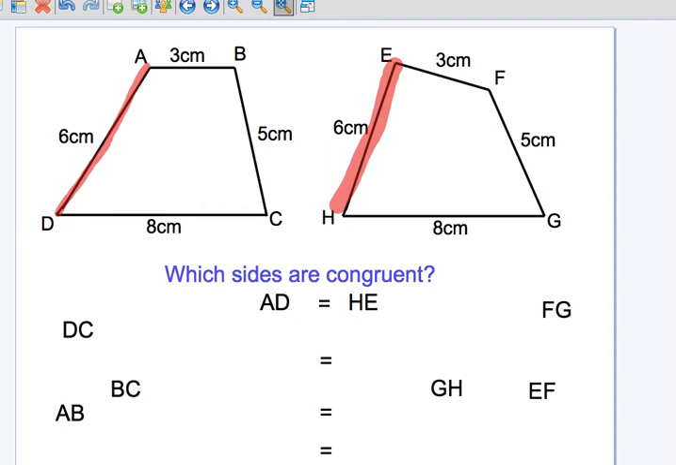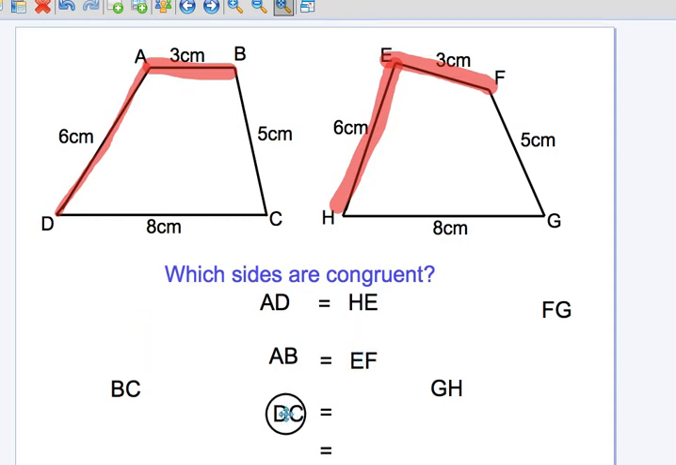And we could just go through it exactly in the same process. We'd take a look up here. AB or BA is 3 centimeters, and that is the same as EF. And so we just write it, AB equals EF. We look at the bottom. DC is 8 centimeters long, and so is GH or HG. And the letters, it doesn't matter actually which way you put it. And finally, BC is equal to FG.